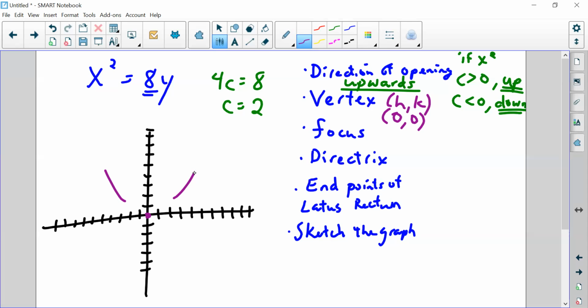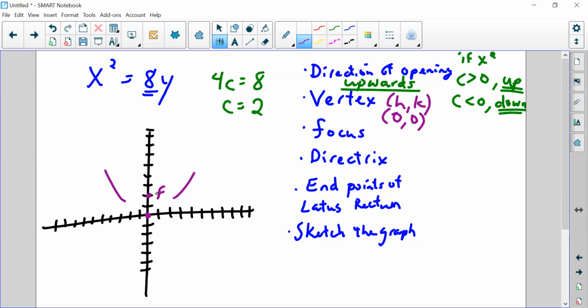So since I know my focus is inside, and I know the distance from my vertex to my focus is always C, and that you do have to memorize. The distance from your vertex to your focus is always C. So the only way I'm going to get C distance from my vertex and make it inside the parabola is if I go up C units. And so that's what I'm going to do. If C is 2, I go up 2, and that gives me my focus. So I'm just going straight up from my vertex. So my focus is always straight up, straight down, straight left, or straight right, depending on the direction of opening. So if my direction of opening is up, my focus is straight up from my vertex.